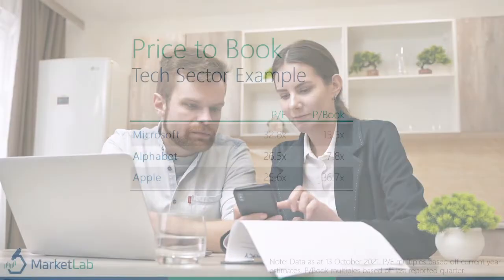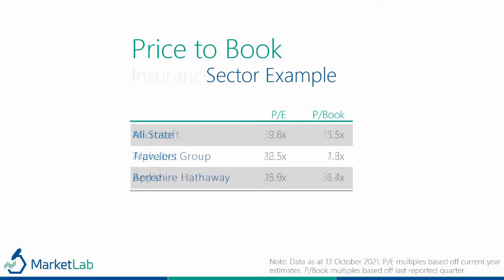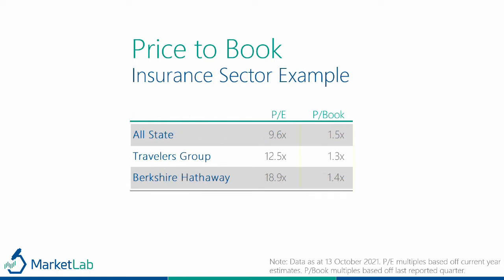For example, for an insurance company, most of its assets are the premiums that have been paid to them and invested. The size of this investment pool gives direct insight into the future earnings potential of the business. And here you can see that price to book is actually quite useful.